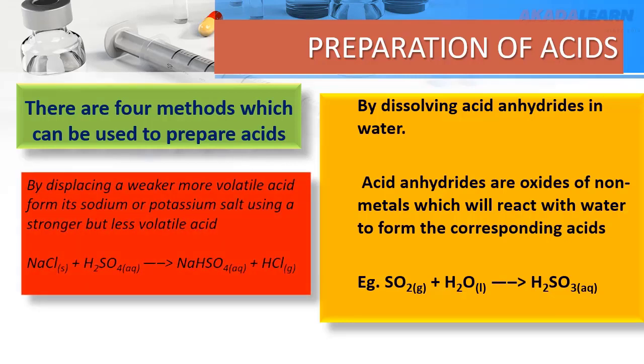Another method of preparing acids is by reacting a weaker or more volatile acid's sodium or potassium salt with a stronger but less volatile acid. A good example, NaCl plus H2SO4, that will give us NaHSO4 plus HCl.